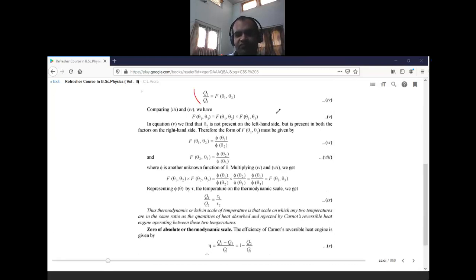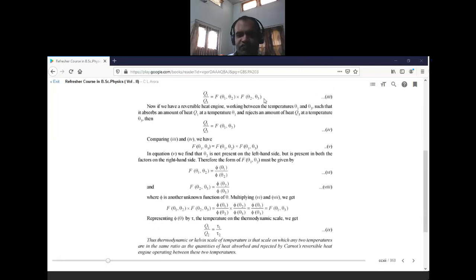Comparing equations 3 and 4. Okay, let me remove the annotation. So what did we get in equation 3? In equation 3 we got Q1 by Q3 is a multiplication of f theta 1 theta 2 and f theta 2 theta 3. Here what we are getting, Q1 by Q3.